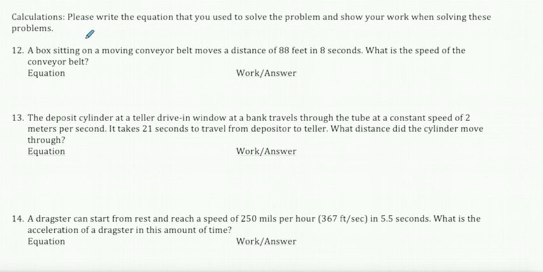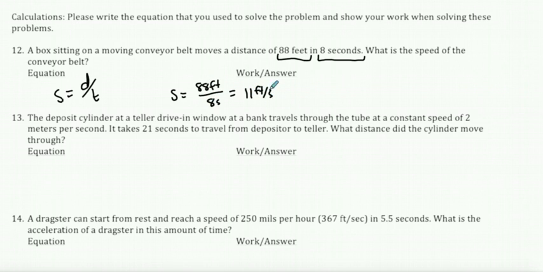Okay, so starting out, a box sitting on a conveyor belt moves the distance of 88 feet in 8 seconds. What's the speed of the conveyor belt? So the equation for speed is distance over time. And we have a distance of 88 feet and a time of 8 seconds. It might be helpful to underline information in the equation. So let's just plug this in. We are going 88 feet over 8 seconds. And we can divide those two. 88 divided by 8 gives us 11 feet per second. So that would be our speed here.